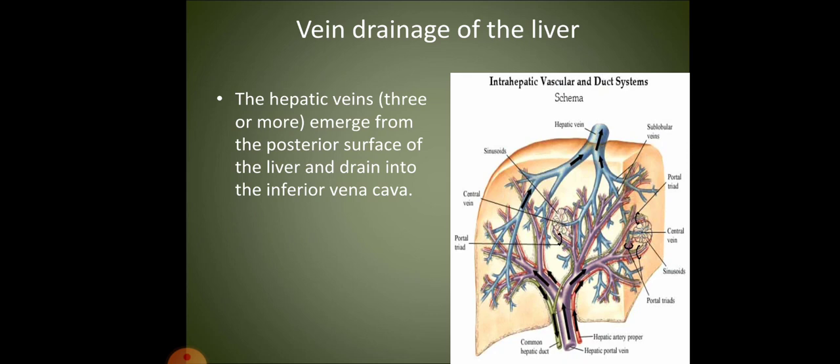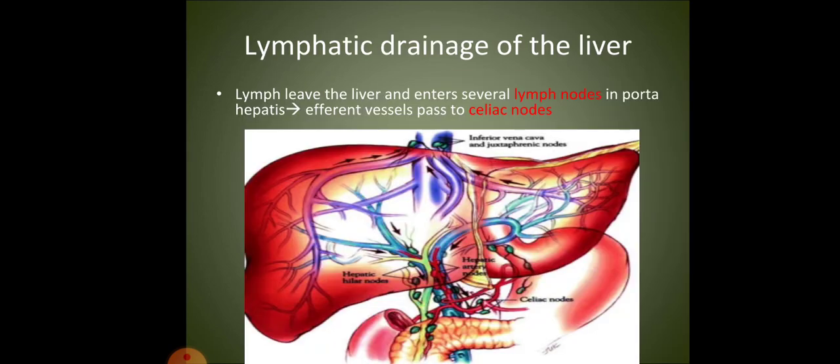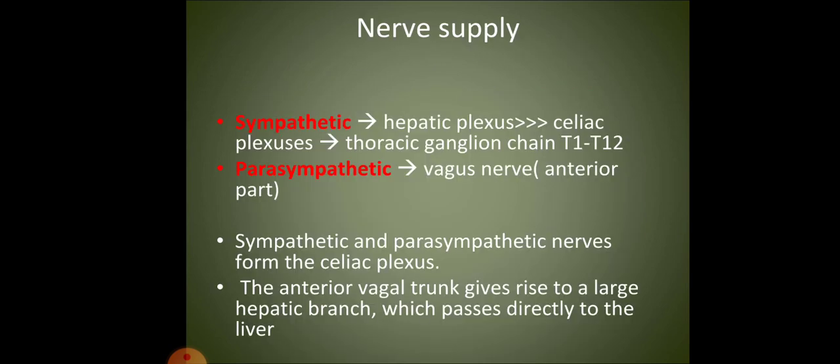Then venous drainage of the liver. The hepatic veins emerge from the posterior surface of the liver and drain into inferior vena cava. Then the lymphatic drainage of the liver. The lymph from the liver enters into the celiac nodes.